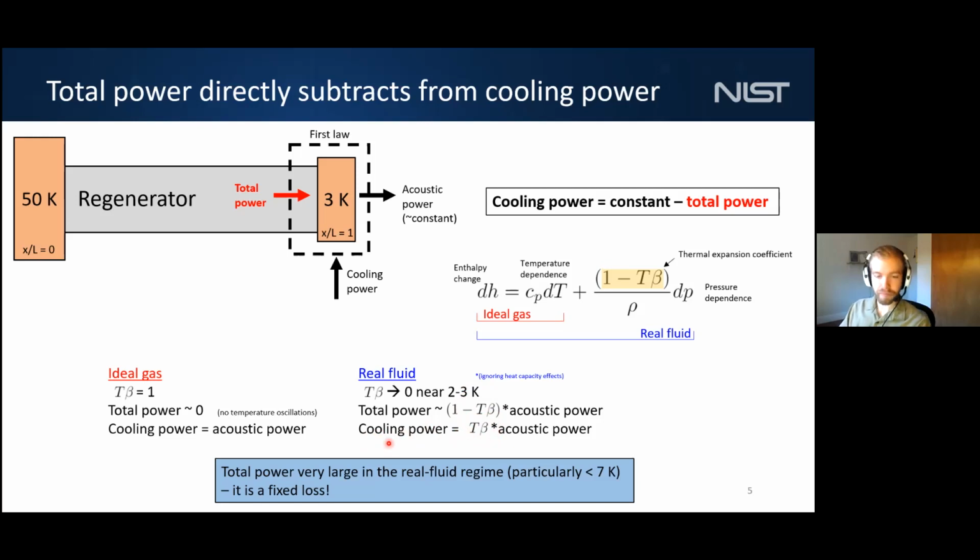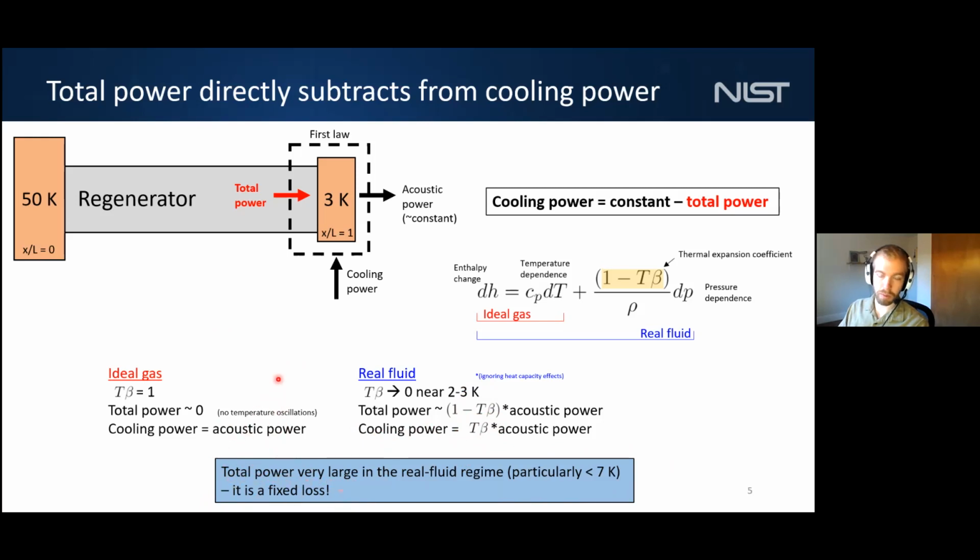So this T beta is approaching 0, so cooling power is a very small fraction of acoustic power at low temperatures. So the big takeaway from this slide: total power is very large in the real fluid regime, particularly below about 7 Kelvin. And this is a fixed loss on the system. So you can do a whole bunch of things to this regenerator, but as long as the minimum temperature in the regenerator is very small, there's this fixed loss on the cooling power.